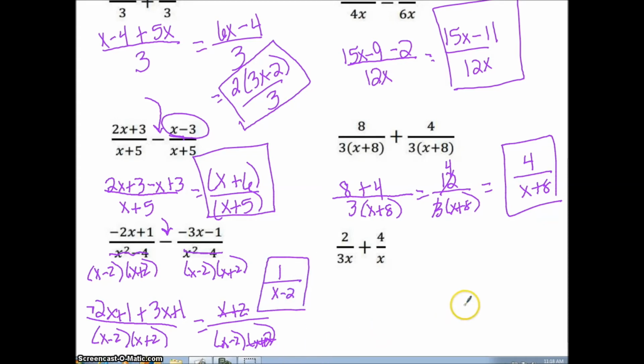Last one on this page, your common denominator, there's a 3 and an x over here, so we bring it down. There's an x over here, but we've already written it, so don't write it again. Compare, they're the same, so you bring down your 2. Compare, this one is missing a 3, so it becomes plus 4 times 3 is 12. Combine your like terms, 14 over 3x is your answer.